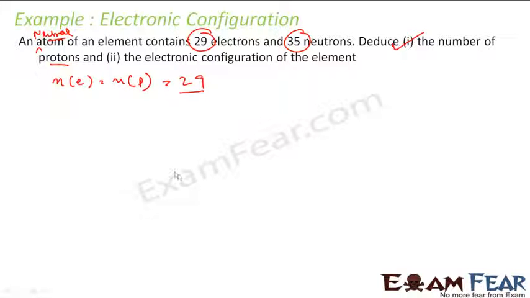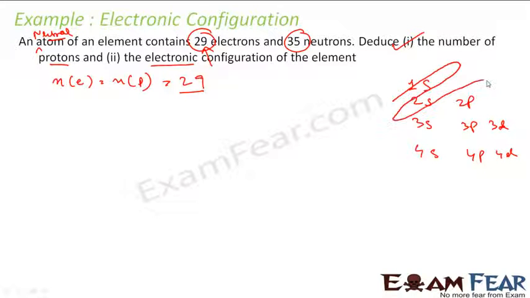First part is solved. Now I have to find the electronic configuration. The electronic configuration depends on the number of electrons, 29. So I'll write the electronic configuration for 29. Let me write the order of increasing energy: 1s, 2s, 2p, 3s, 3p, 3d, then 4s, 4p, 4d. So I'll take 1s first, then 2s, 2p, 3s, then 3p, 4s, like this.